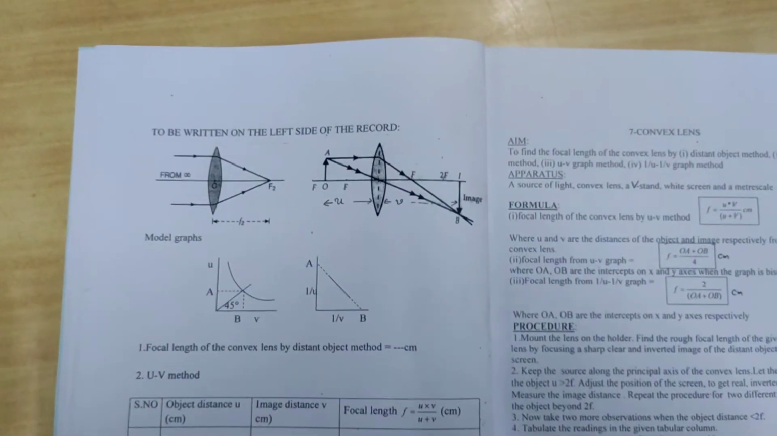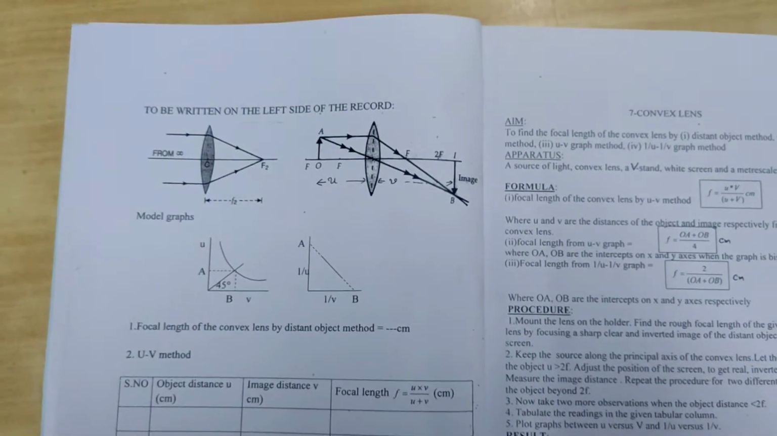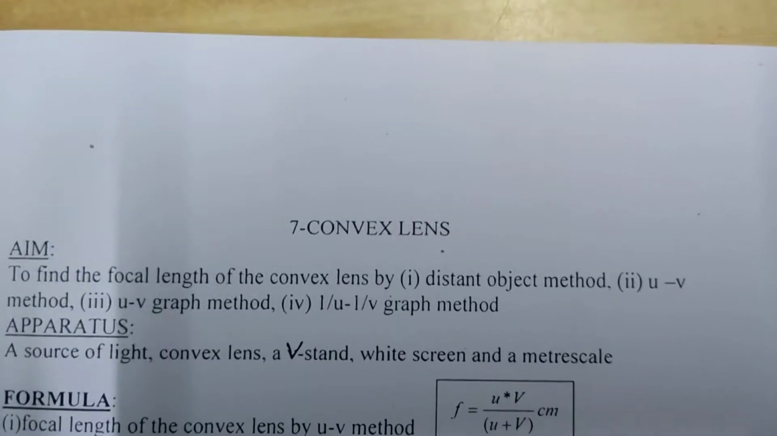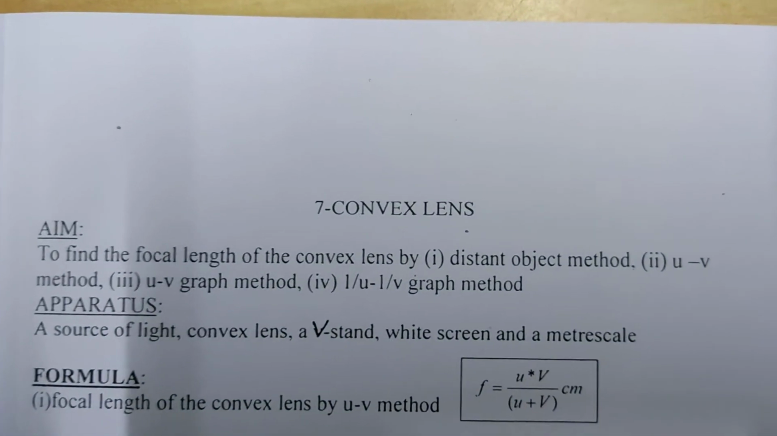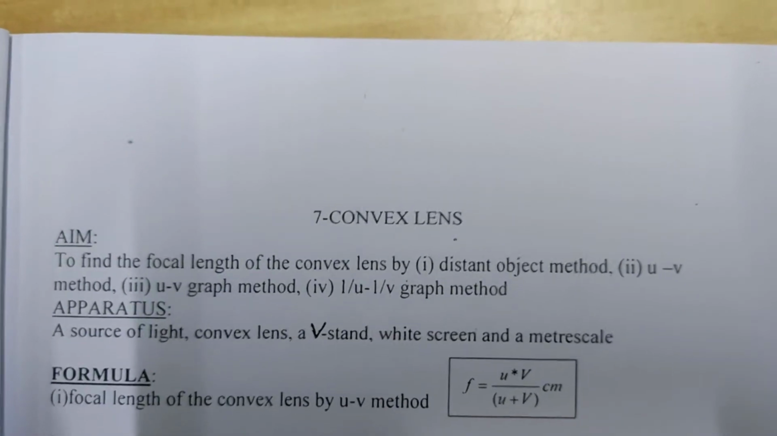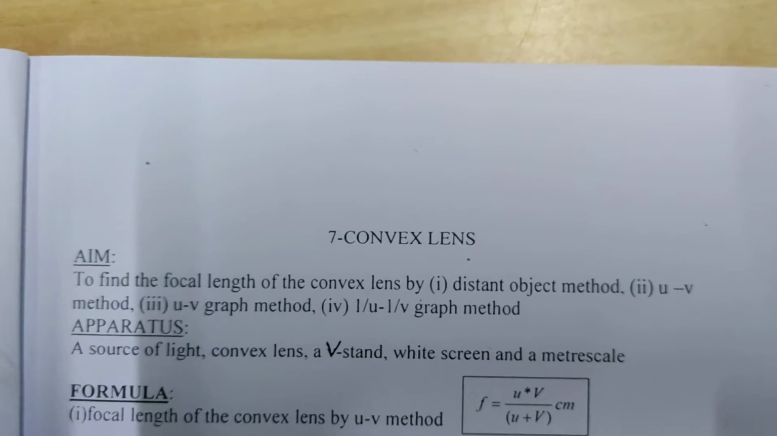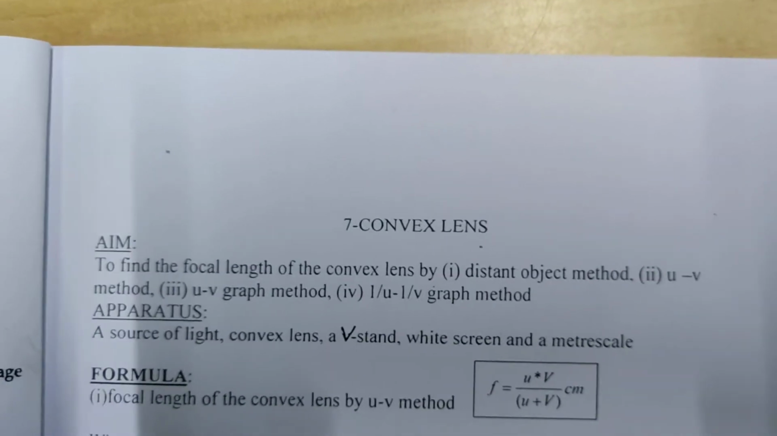Dear students, as our next experiment, we are going to find out the focal length of a given convex lens by distant object method, UV method, and UV graph method.